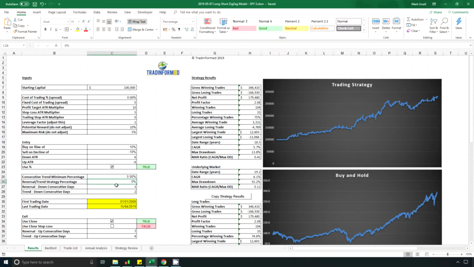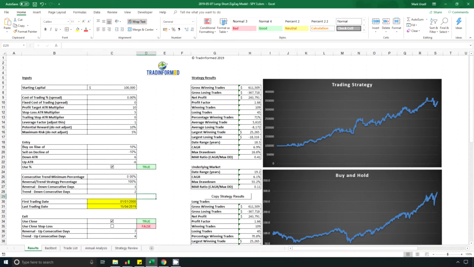Now, if I change this box to 100%, this means that all the trades are going to be entering on a trend following basis. And what we can see here is the average losing trade is actually slightly larger relative to the average winning trade when compared with the reversal entry strategy.